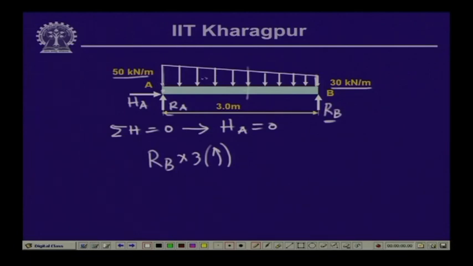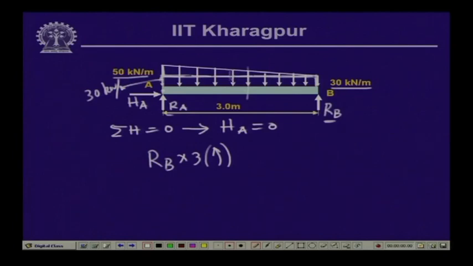Now, the load part, the trapezoidal load, we can distribute in two parts. Let us call that this is of uniform intensity, and this being 30 kilonewton per meter, we have this as 20 kilonewton per meter. So, we have two parts, one is the rectangular part, which is 30 kilonewton per meter, and another one is the triangular one, which is varying from 0 to 20 kilonewton per meter.